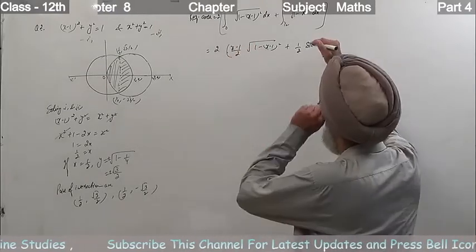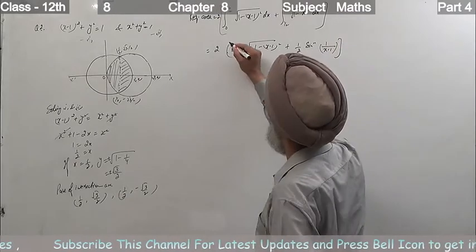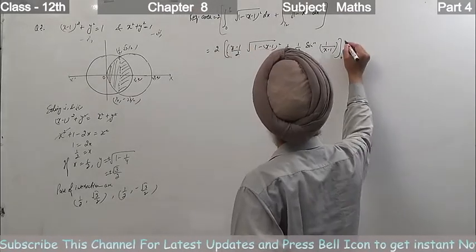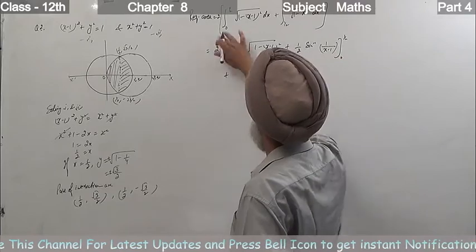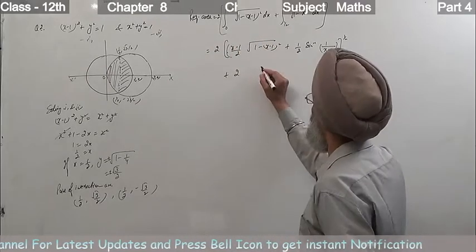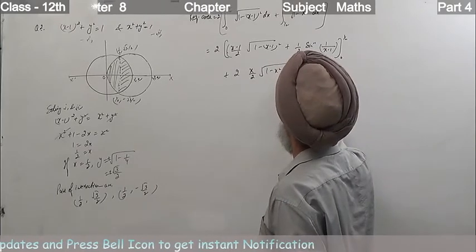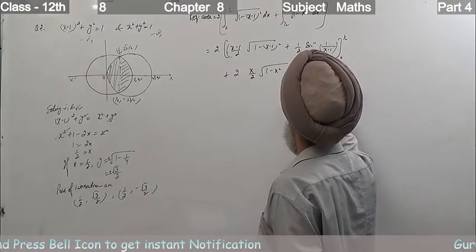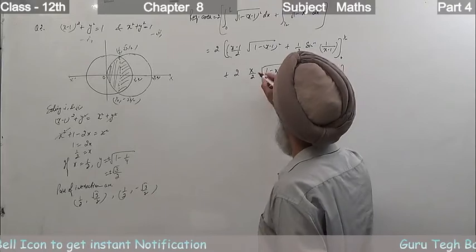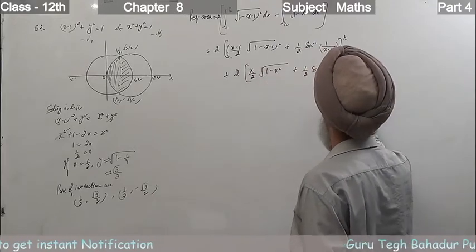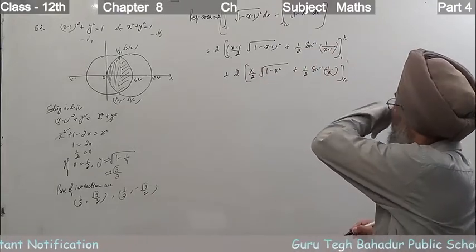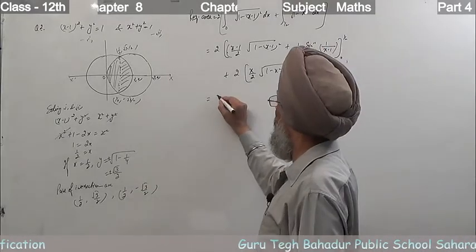Then, sorry, it is not 0 to half, plus 2 times of this one, square root of 1 minus x square, it is from half to 1. Now, place the values here and solve it.